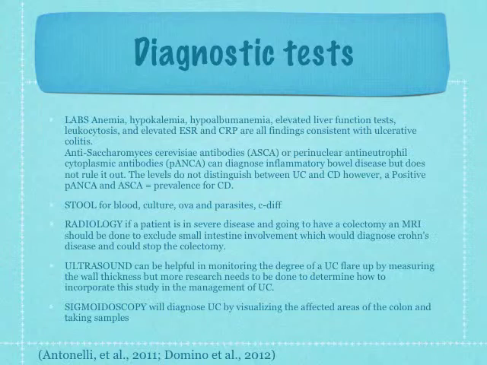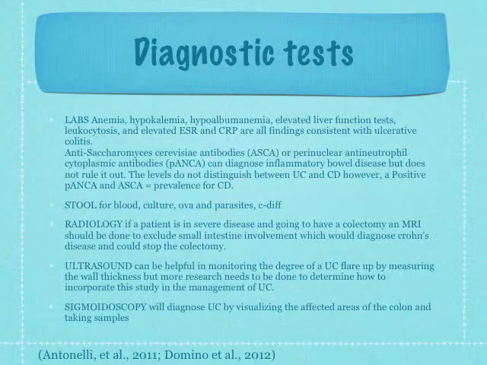Your ASCA and your pANCA antibodies can diagnose inflammatory bowel disease, but they don't specify whether you have Crohn's disease or ulcerative colitis. They can be helpful, however, because if you have a positive pANCA and a positive ASCA, you have more of a prevalence for Crohn's disease compared to ulcerative colitis.